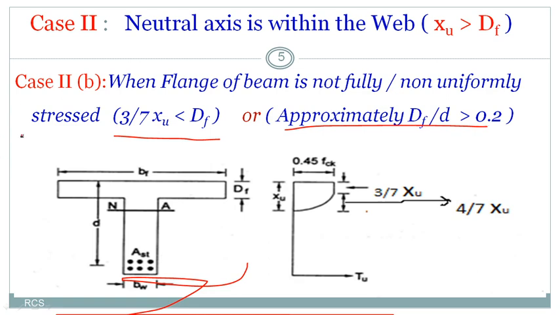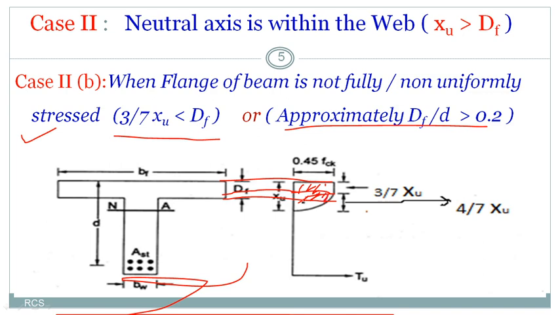So this analysis is similar to the analysis we discussed in case number 2a. This is a T-beam, and this is the total stress distribution diagram for it. If you see here, the depth of our flange falls in the parabolic region of the stress distribution diagram. Actually, the rectangular portion is only up to here. This is the rectangular portion. Some portion of your flange is in the parabolic region.